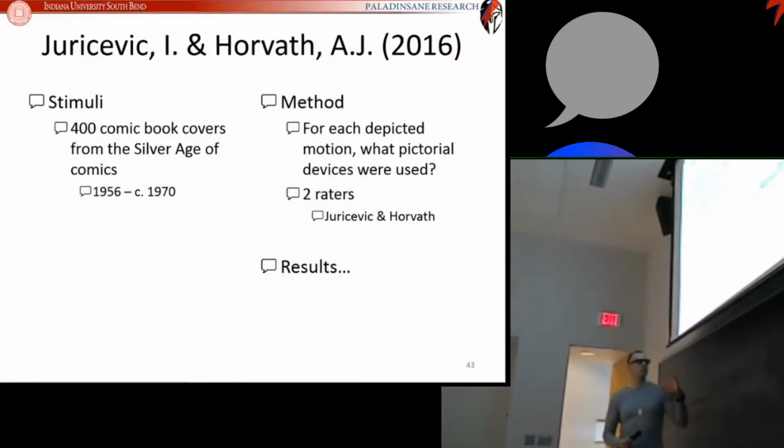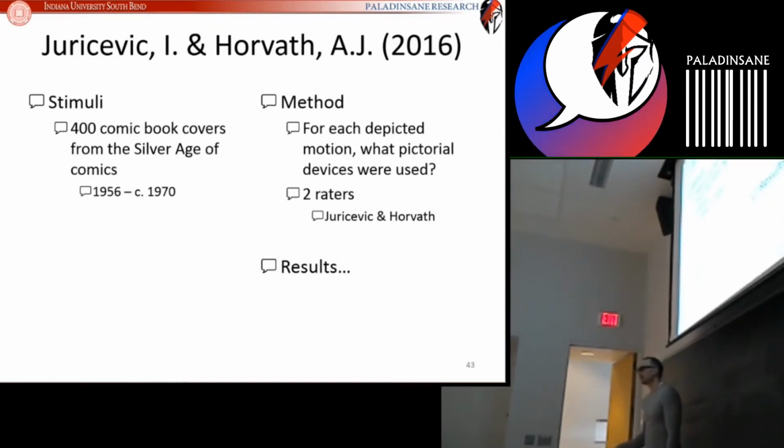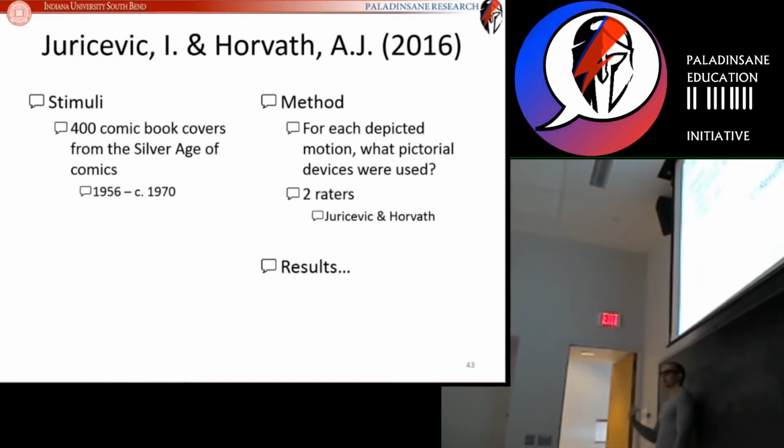So the thing to keep in mind before we get to this analysis is the idea that these devices were able to be combined in any way. The artist had complete freedom to choose no devices if they wanted to. They could draw a picture of a person just standing there and say, this person's running. They could just choose one device, or two devices, three all the way up to five. And importantly, any device could be combined with any other device.